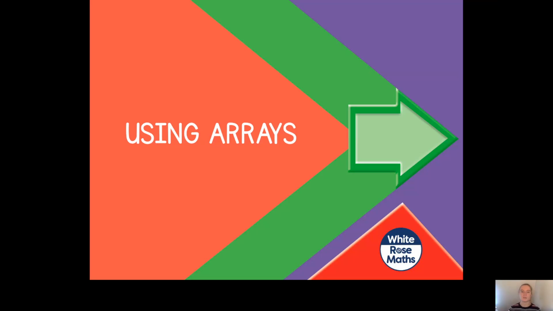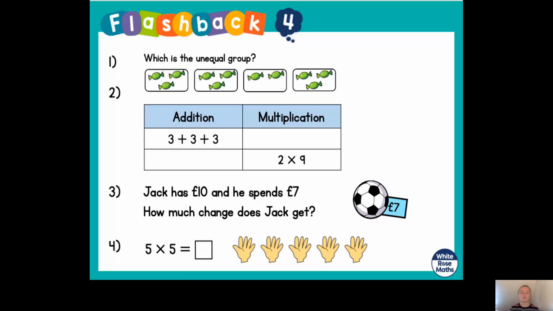So here's your flashback for today. You have questions 1 to 4. The first question, you need to find out which is the unequal group. So the unequal group isn't going to have the same amount as the other groups, is it? Now, number 2, you have an addition number sentence, 3 plus 3 plus 3, and you need to tell me what the multiplication number sentence is for that addition. And then the other way around, you've got the multiplication number sentence, 2 multiplied by 9, you need to tell me what the addition is.